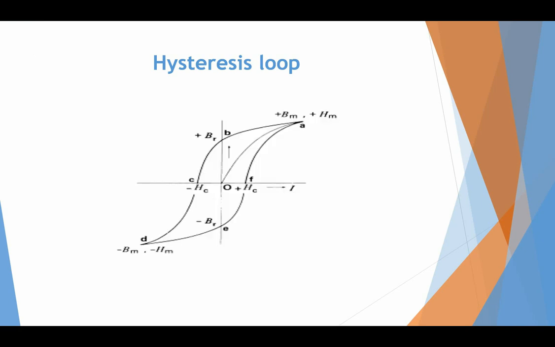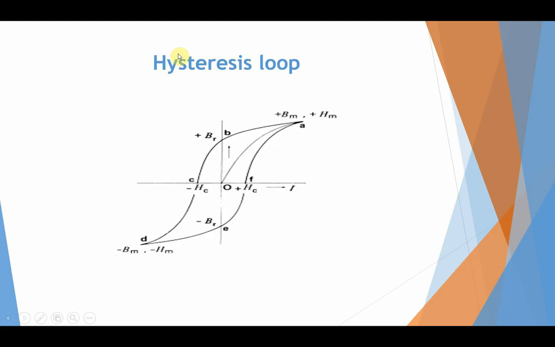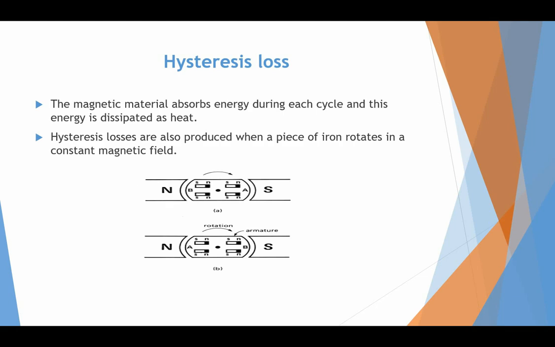So this is the hysteresis loop, starting from 0 and going toward the positive maximum. Then this is A, then we come towards B, C, D, that is negative Bm and negative Hm, then E, C and A. So we study the hysteresis loop. On the basis of this, we are going to understand hysteresis losses.